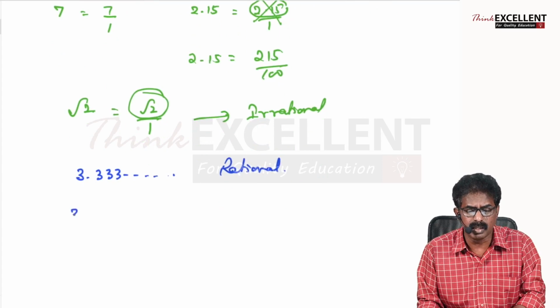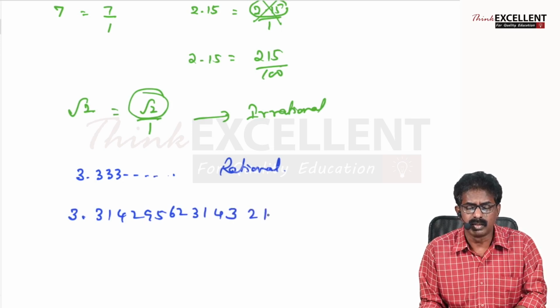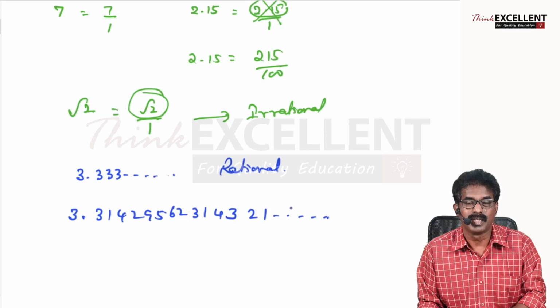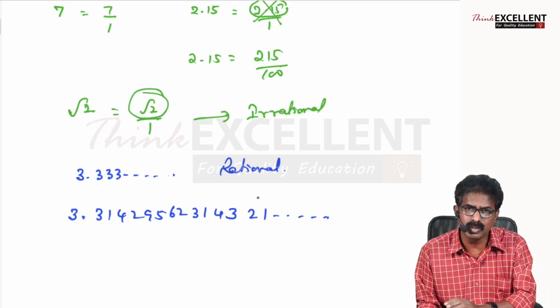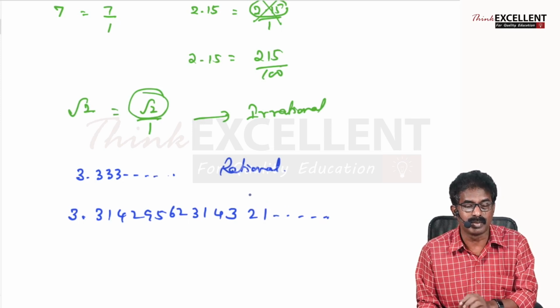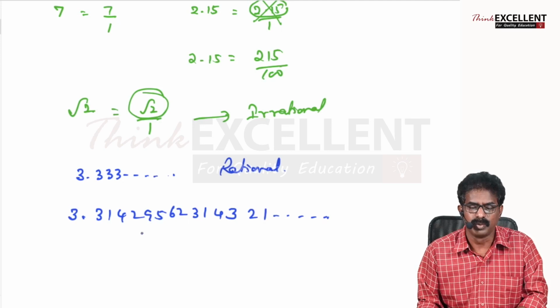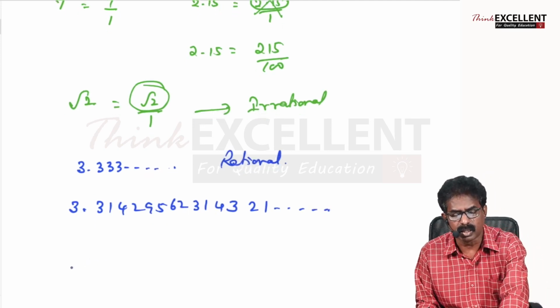Irrational number means, see, 3.314295623149321, etc. It is non-terminating, but also there is no pattern, right? So it is not recurring. It is not recurring. Okay. So it is not rational, it is irrational. So for irrational numbers, you can give a lot of examples.